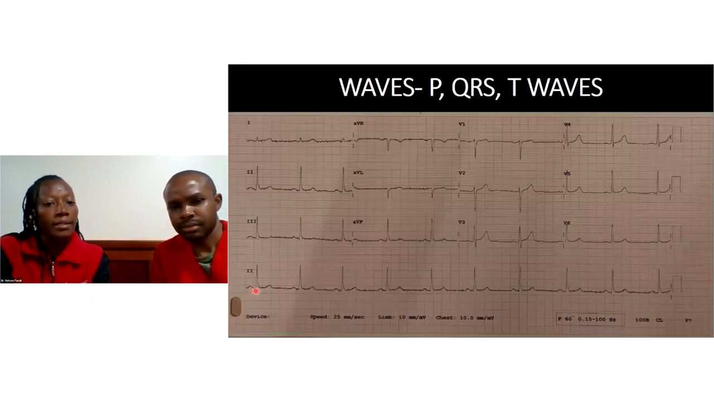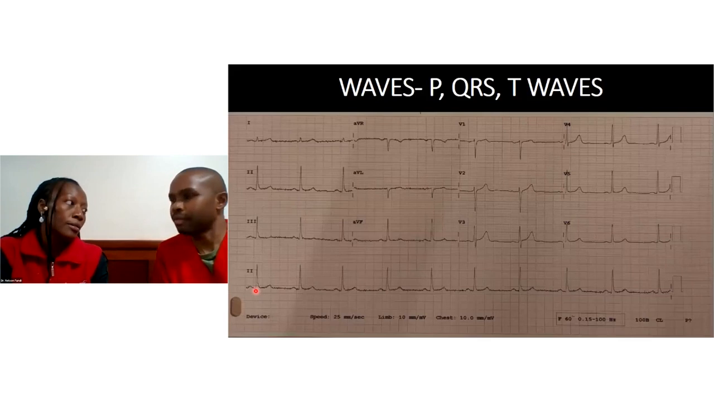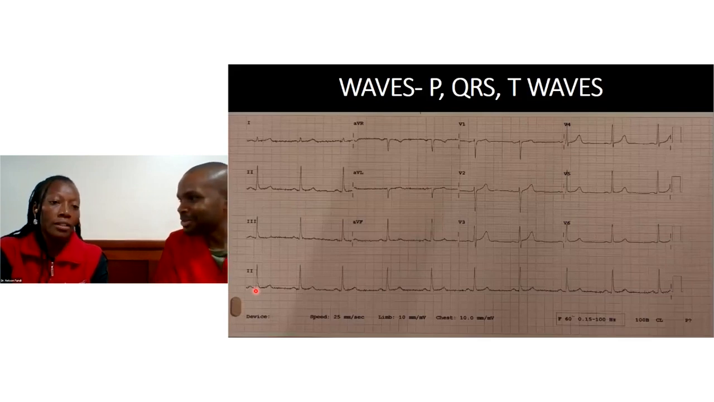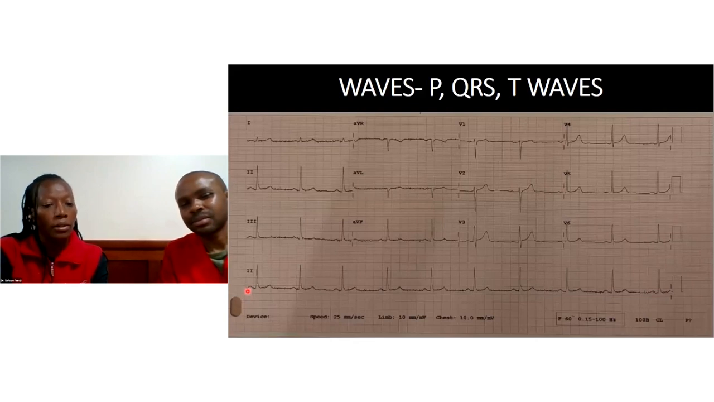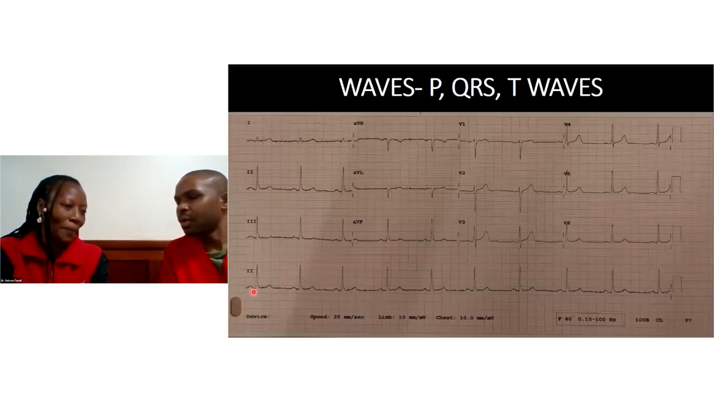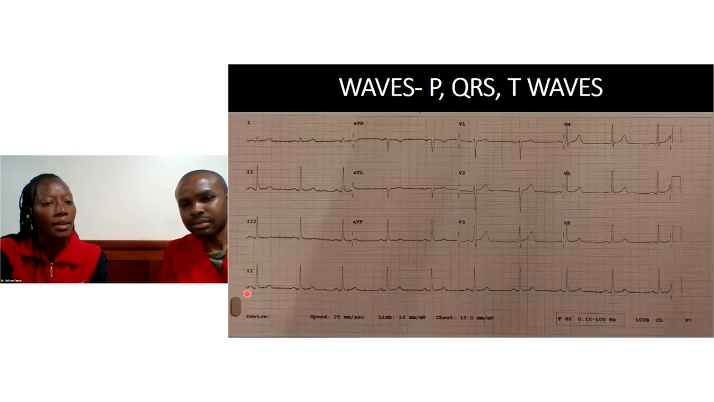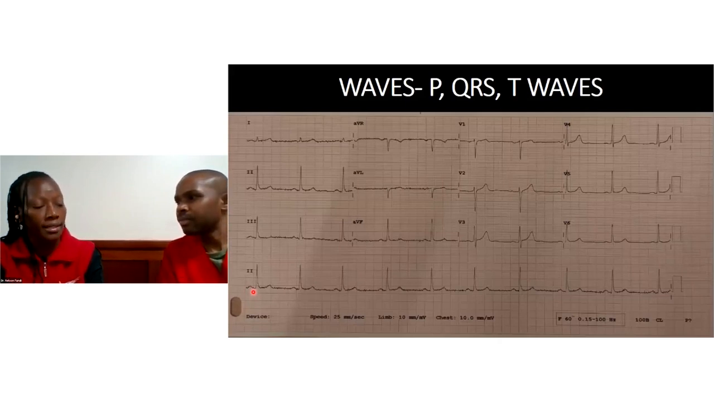Then there is something else that is called an interval. Do you want to tell us what that is? Sure. We are introducing new terms. So a PR interval, or any interval, will be a wave and the segment in front of it. So a PR interval will be from the beginning of the P wave to the end of the PR segment. So an interval is a wave and the segment that follows it.